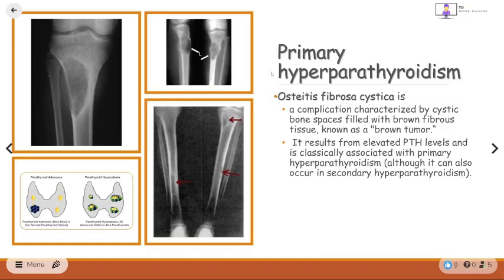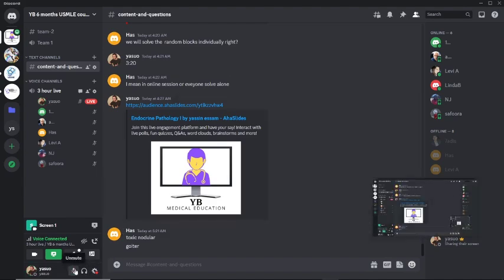Also, because the parathyroid is important in bone resorption, it could lead to these empty spaces of the bone. It's called osteitis fibrosa cystica. It's a complication characterized by cystic bone spaces, see here. They are known as brown tumors, which is a misnomer, it's not a tumor.